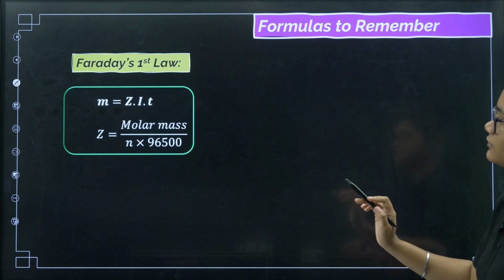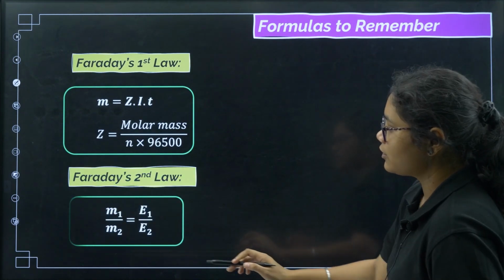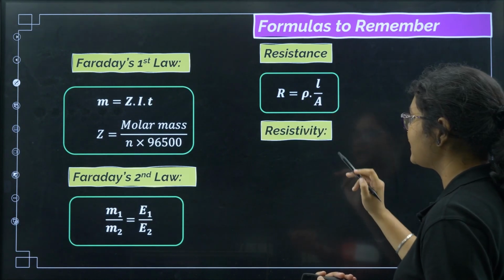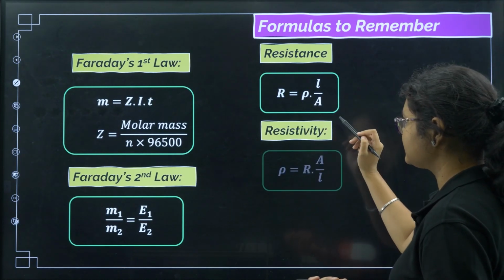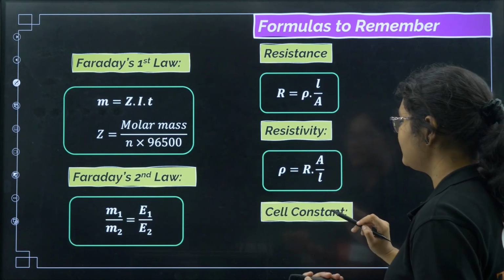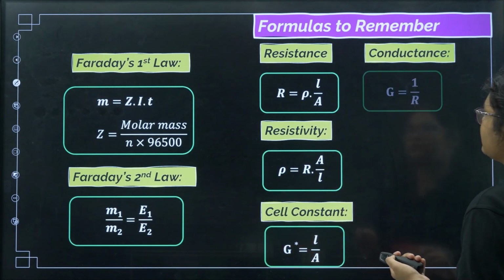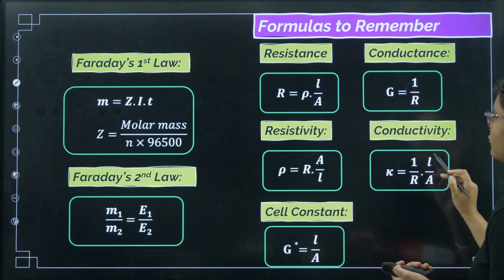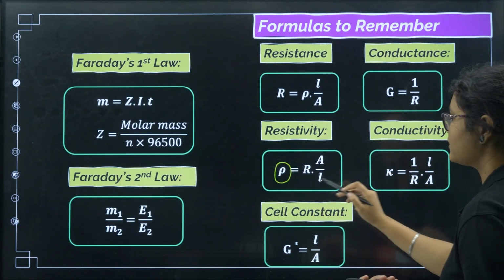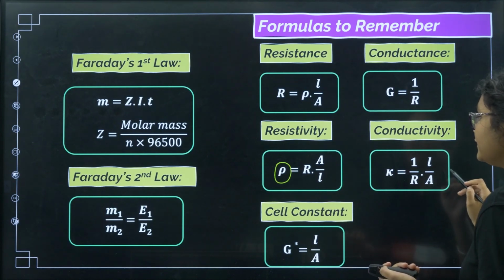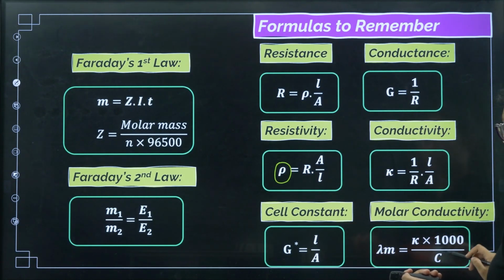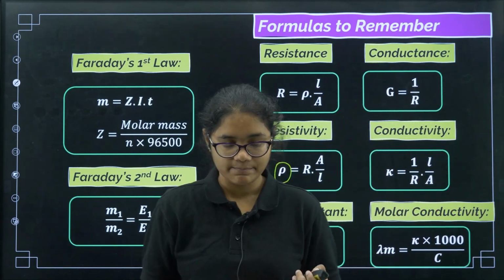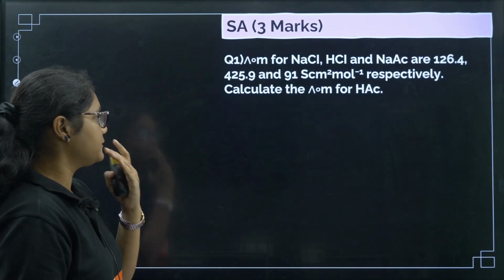Next we have Faraday's first law, m is equal to ZIt. Second law, M1 by M2 is equal to E1 by E2. Next we have resistance, R is equal to rho L by A. Resistivity is your rho, right? Resistivity formula will be RA by L. Cell constant is your L by A. Then you have conductance, that is the inverse of resistance, 1 by R. Conductivity, kappa, is the inverse of resistivity, so 1 by R into L by A. Then molar conductivity, kappa into 1000 by C. These are the formulas that you must revise.